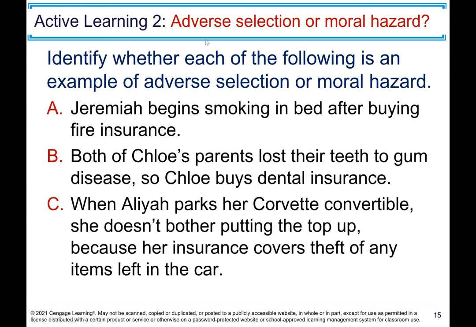Active learning 2. Adverse selection or moral hazard. Identify whether each of the following is an example of adverse selection or moral hazard. Number A, Jeremiah begins smoking in bed after buying insurance. Number B, both of Chloe's parents lost their teeth to gum disease, so Chloe buys dental insurance. Number C, when Aaliyah parks her Corvette convertible, she doesn't bother putting the top up because her insurance covers theft of any items left in the car.